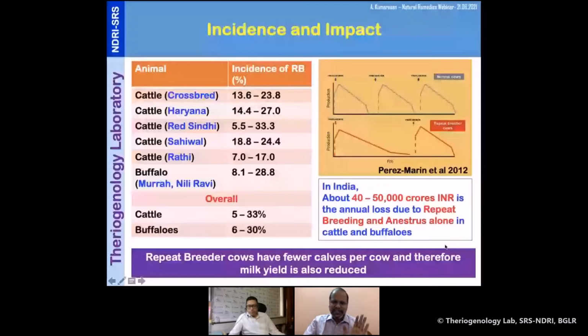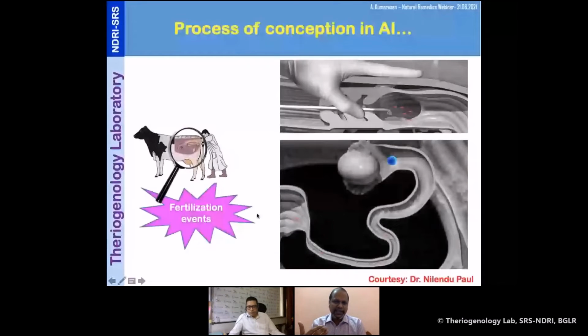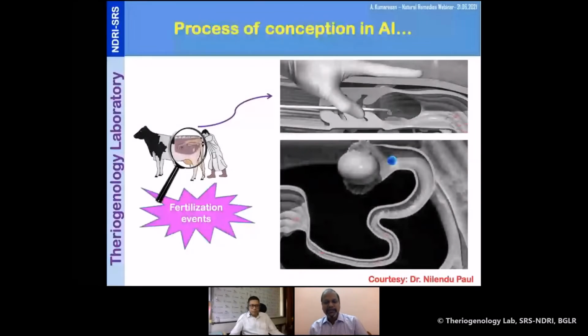So this is basically how the process of conception takes place in normal AI, because many students are there, and for them it is useful. For example, in artificial insemination, the semen is deposited into the uterine body. And from there, if everything is perfect, the spermatozoa move onward. Credit goes to my student, Dr. Nilendu Paul. He could make this for me.